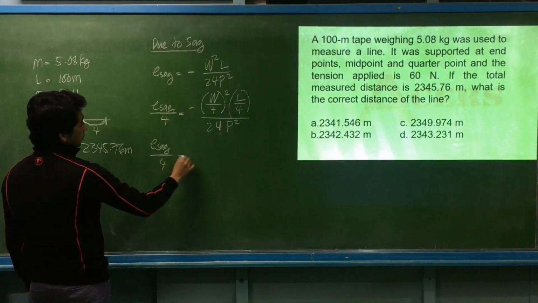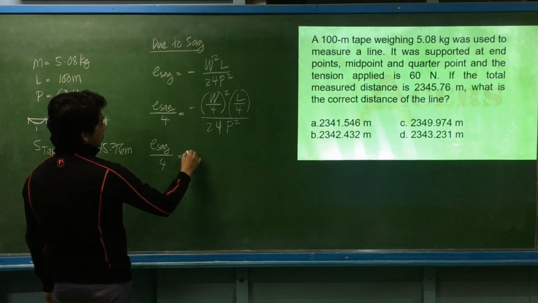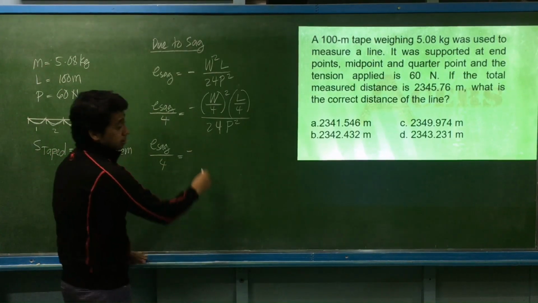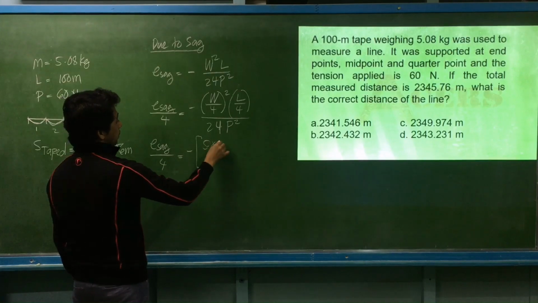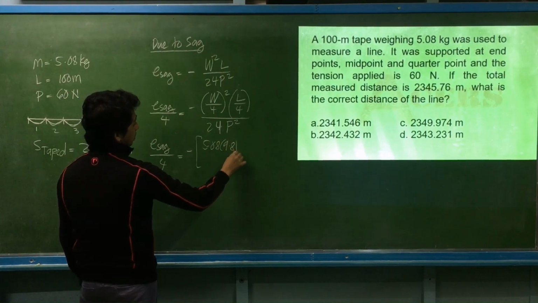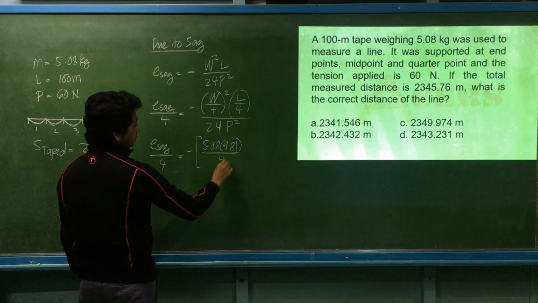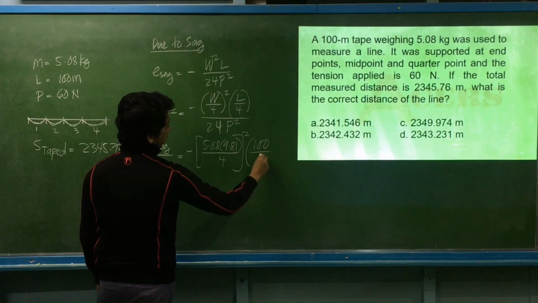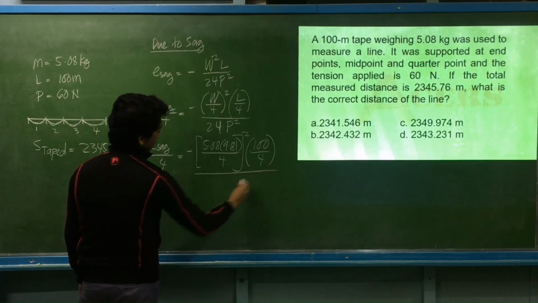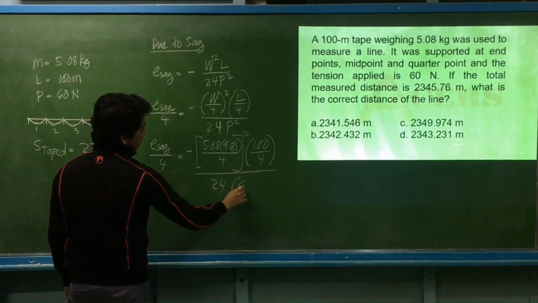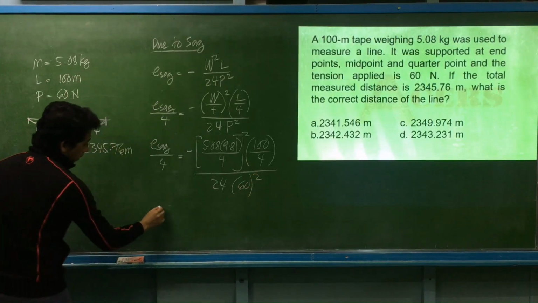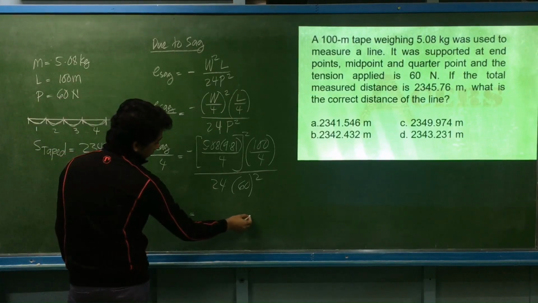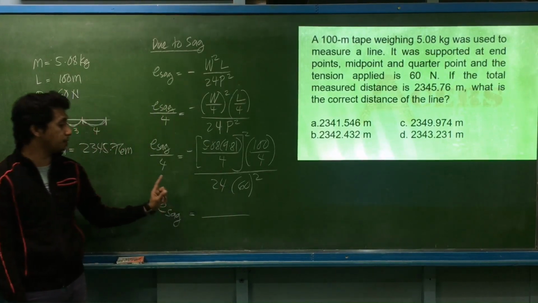Divided by 4 is now equal to, this is negative. We have the weight, but this is mass. How can it become weight? If that is mass, 5.08 multiplied by 9.81 to become weight, divided by 4. This is squared. We have the length of the tape is 100 divided by 4. So this is divided by 24 times 60 squared. So let's get the total error, or the error per 100 meter tape. Whatever the value of this is, times 4.